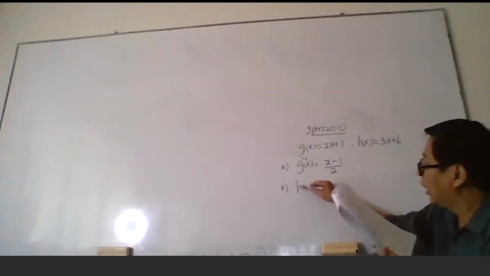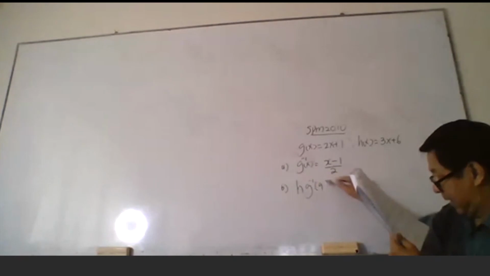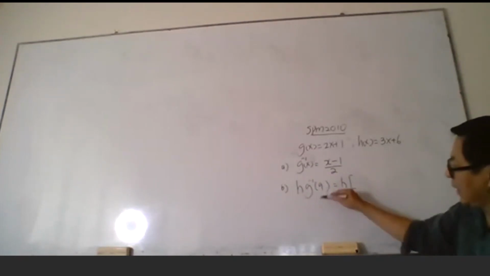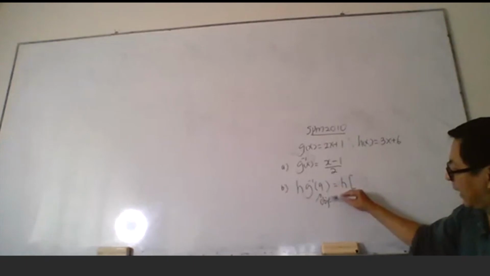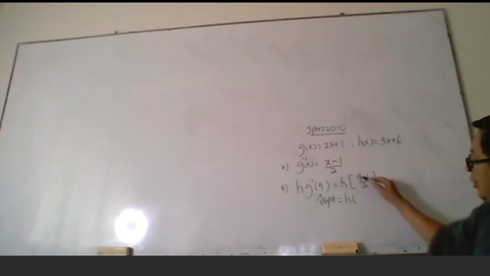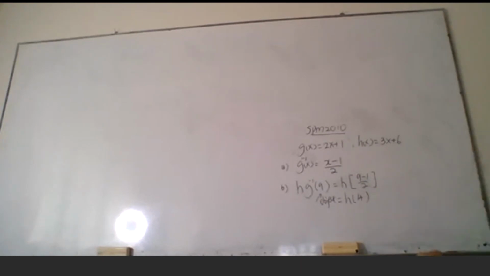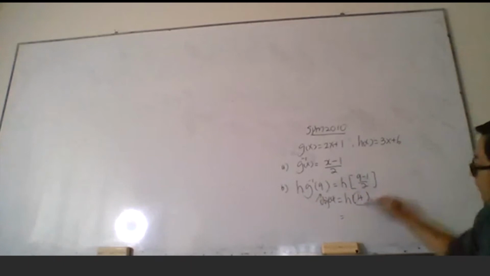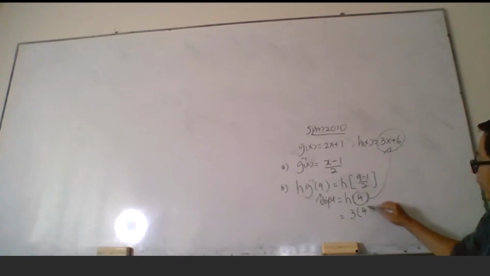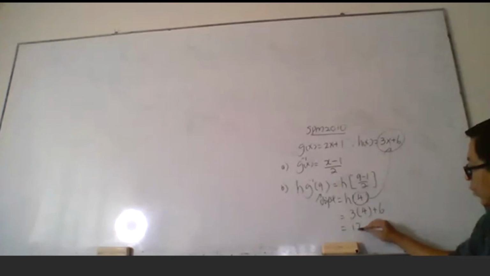So it's h inverse of 9. Then for h, I will put in 9. So the object goes into that: 9 minus 1 over 2. So I will get h equals 4. And again, with this 4, I will come to this: 3 times 4 plus 6, which is 12 plus 6. So that gives you the value of 18.